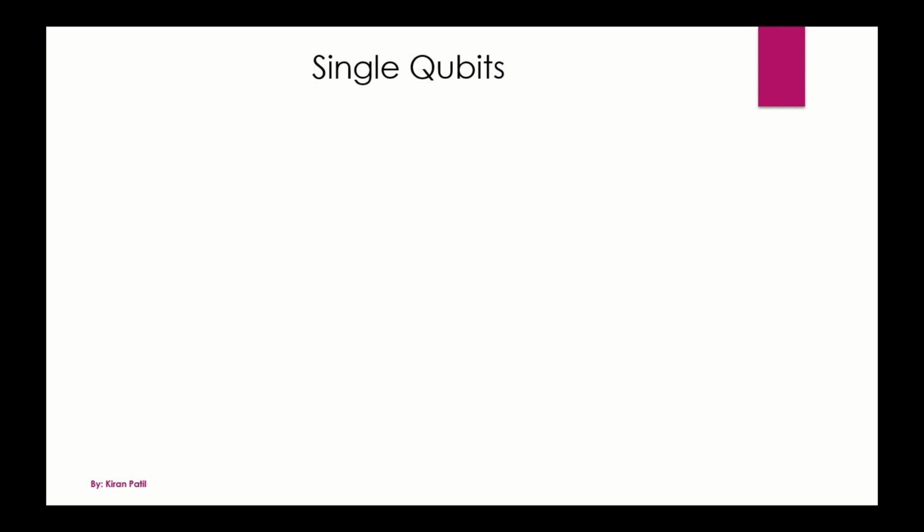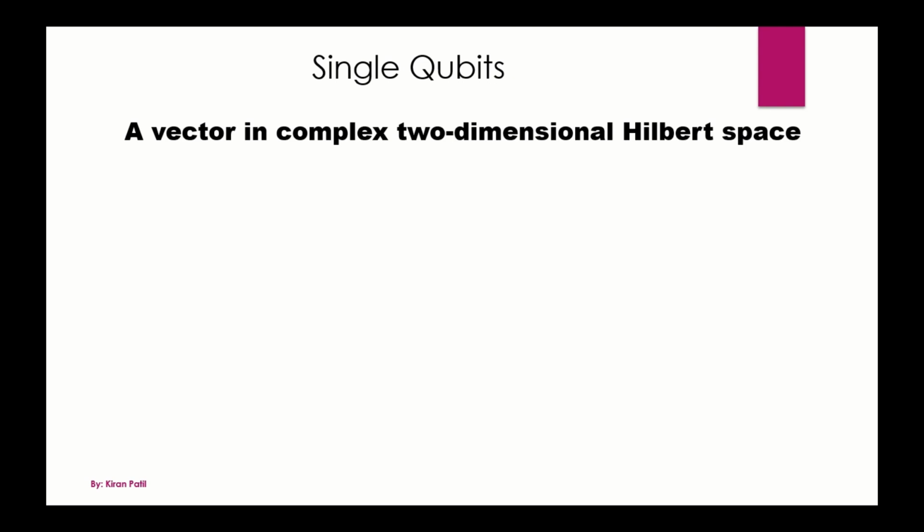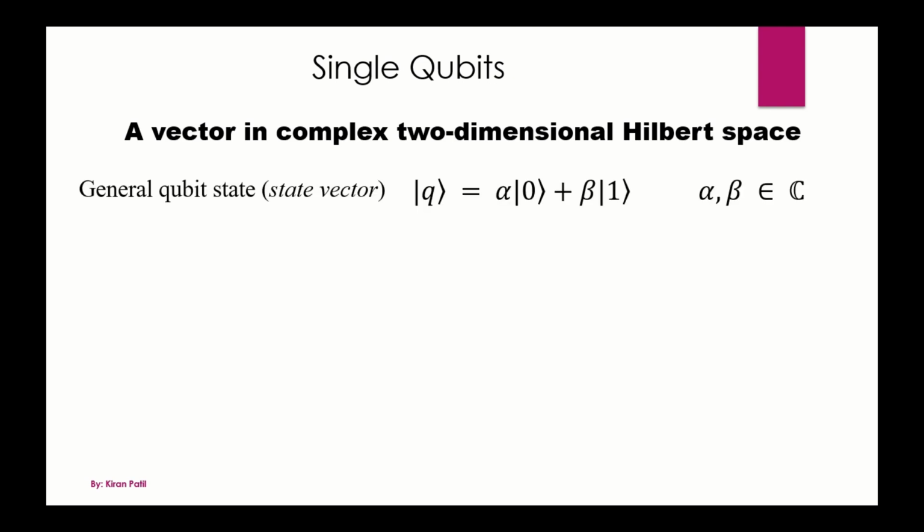So, mathematically, when we are showing the qubit, it looks like ket q is equal to alpha ket 0 plus beta ket 1, where alpha and beta belong to the complex numbers, right? So this is the equation for the qubit, where 0 and 1 are the orthonormal basis. These are the orthonormal basis states whose inner product is 0.